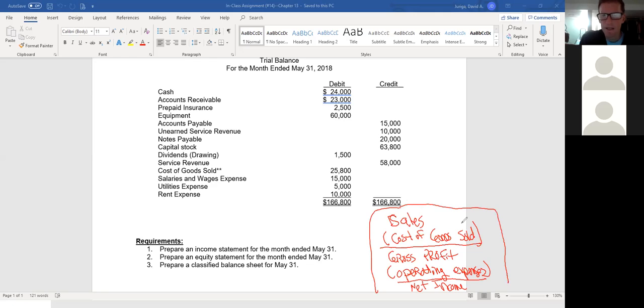What I said on Monday, I'm going to say again right now. The income statement is still the income statement. It's still revenues and expenses only. It's just formatting. That's all it is. They show you these different formats: the single step income statement and the multiple step income statement.